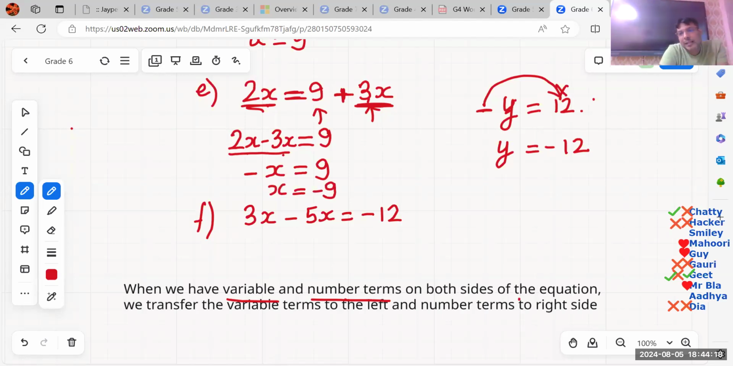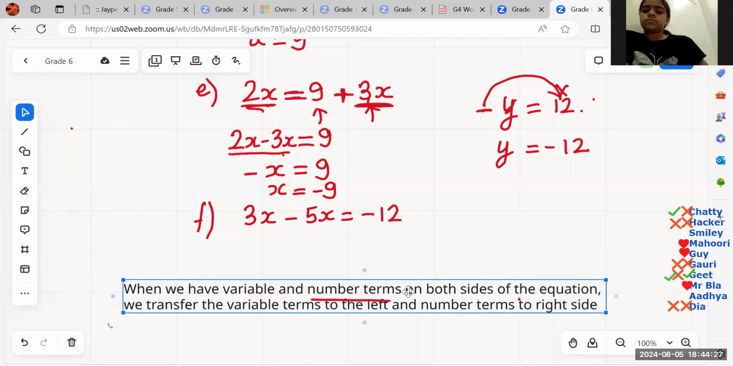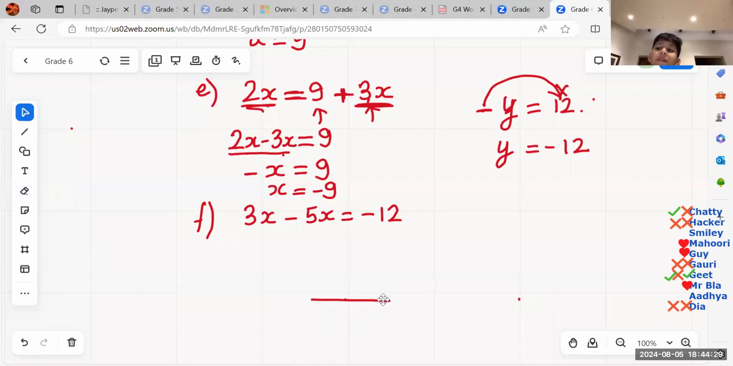Now Smiley, Adya, Diya, Gauri, Hacker, समझ में आया? Yes, sir. Sir, it was actually easy when we transferred it to the left side. Yes. Next question में क्या होगा दिया?